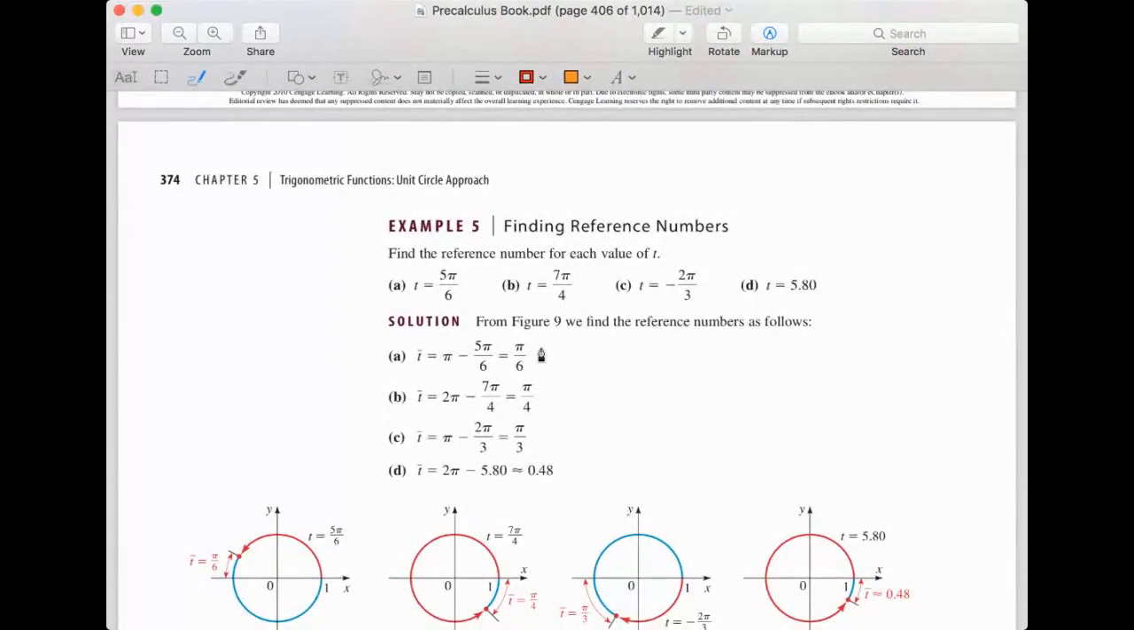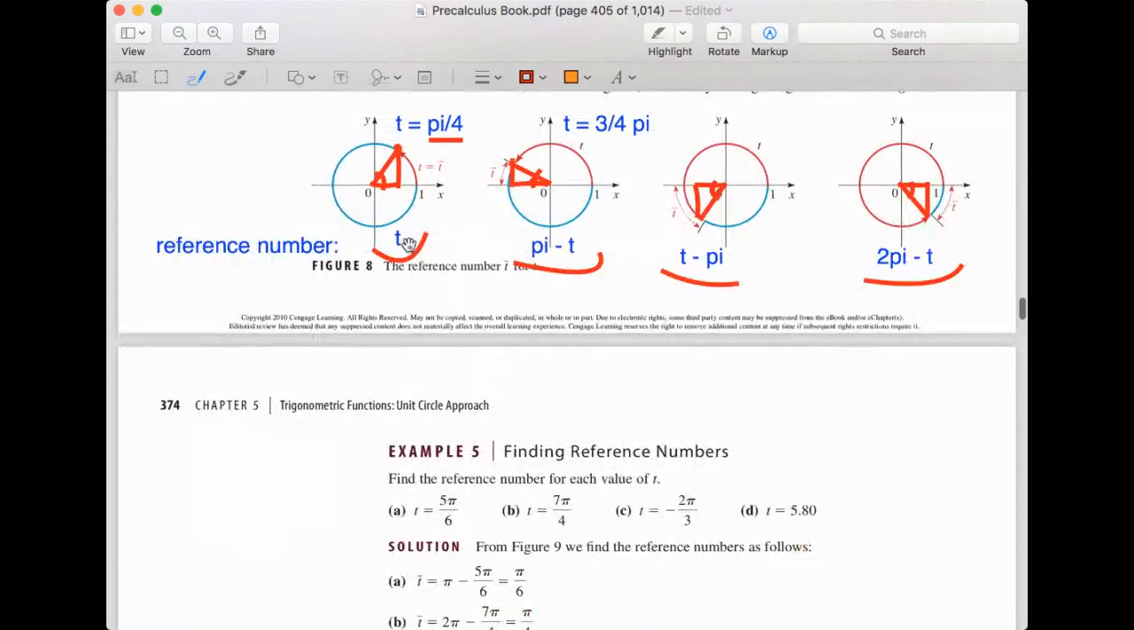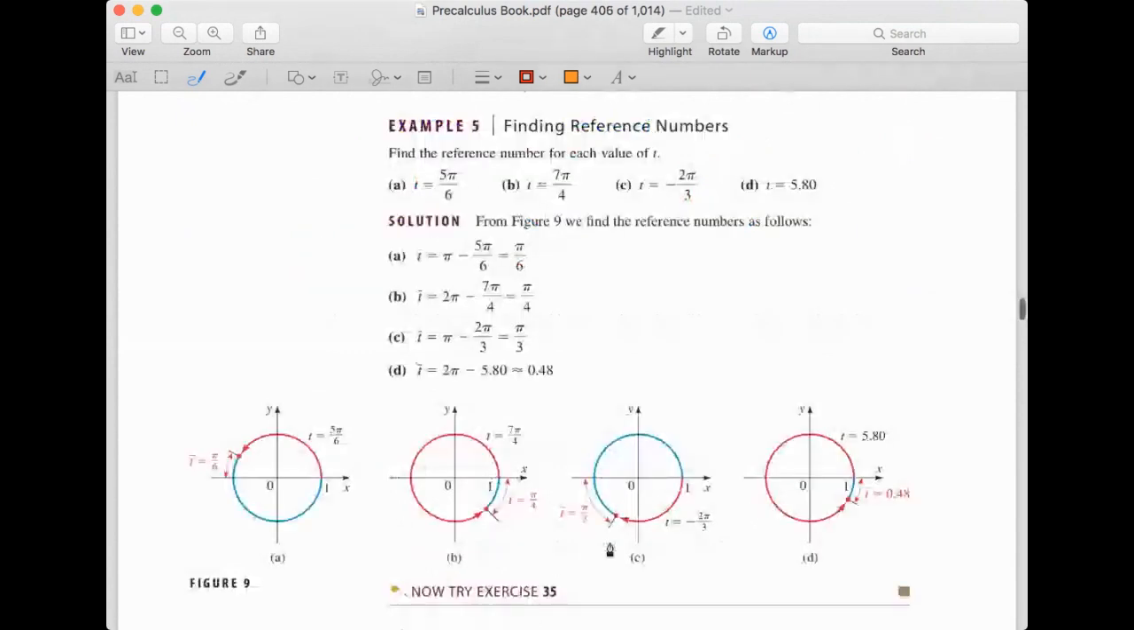So yesterday we talked about how to find the reference number, right? We just follow this. If it's in the first quadrant, it's just the angle itself. Second quadrant, we do pi minus the angle. If the point is in the third quadrant, we do the angle minus pi. If the point is in the fourth quadrant, we do 2 pi minus the angle. Okay, we follow this formula.